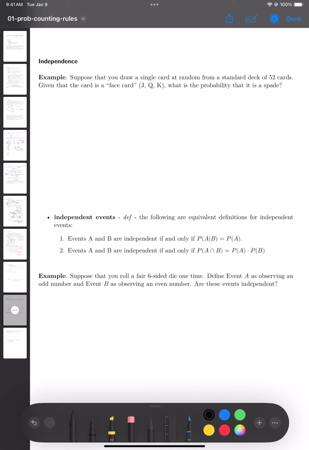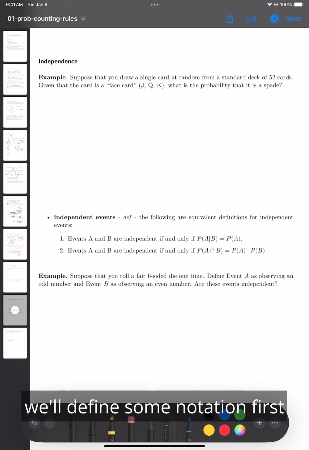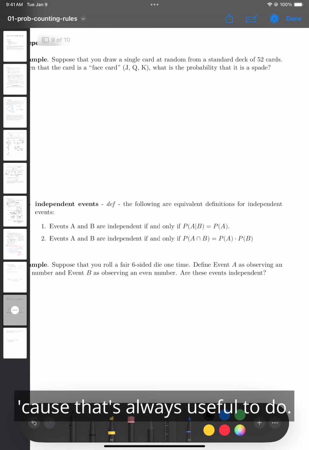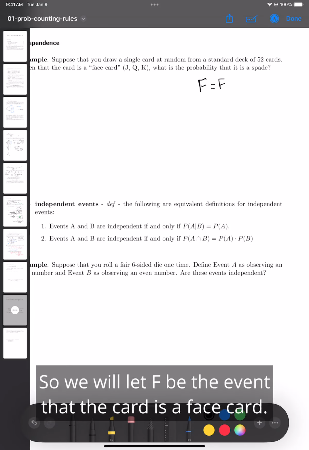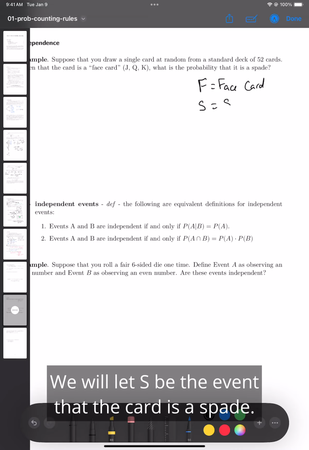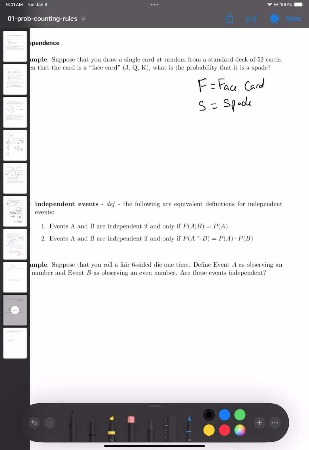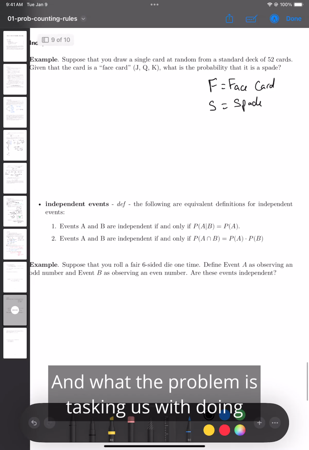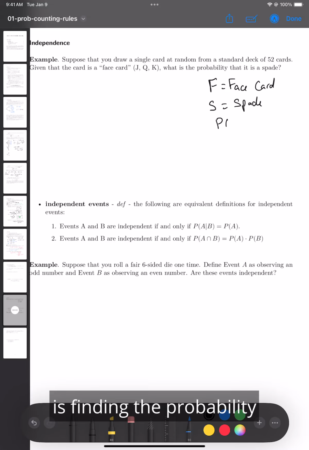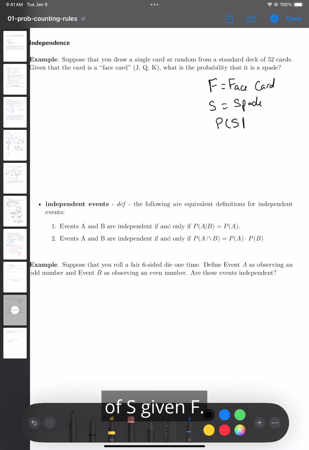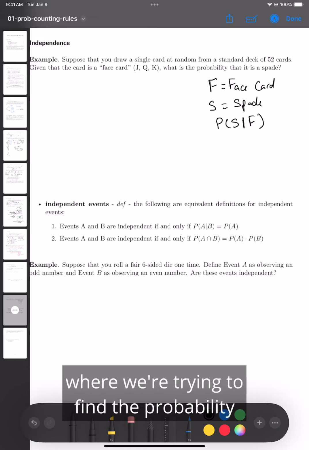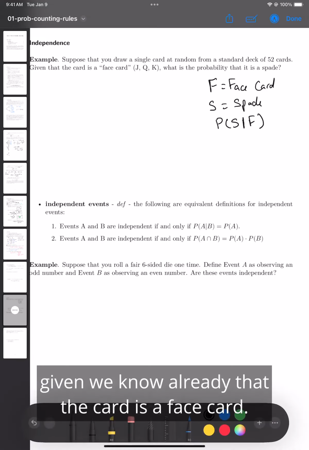We'll define some notation first, because that's always useful to do. So we'll let F be the event that the card is a face card. We will let S be the event that the card is a spade. And what the problem is tasking us with doing is finding the probability of S given F. So remember, this is a conditional probability where we're trying to find the probability that the card is a spade, given we know already that the card is a face card.